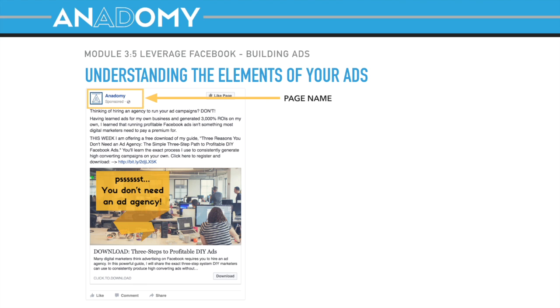The first thing, obviously, is your page name. If you manage multiple different pages, you'll always need to make sure you select the one that you want to advertise from. And of course, you can see the sponsored icon next to that, notifying people in their news stream that this is an advertisement. Next, here's the ad text. The next thing after the ad text is the ad image.